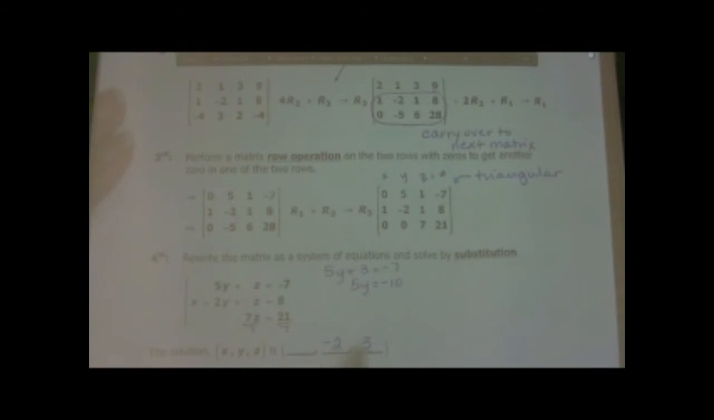Now we're going to take y and z, put them into this equation. You did this before. This is just simple substitution. So I've got x minus 2 times -2 plus 3 equals 8. So this is x plus 4 plus 3 equals 8. This is 7, so subtract 7 on both sides, and I get x equals 1. Done.